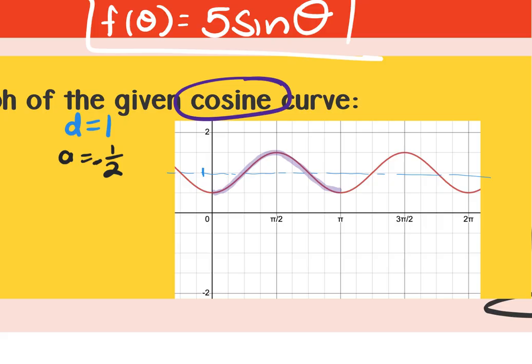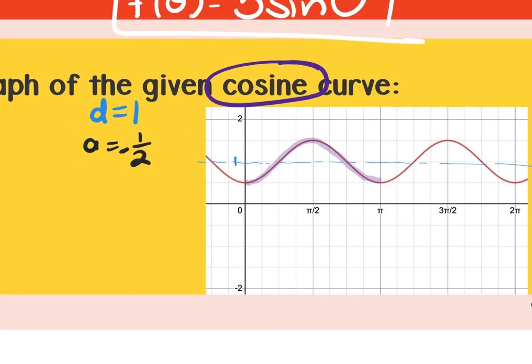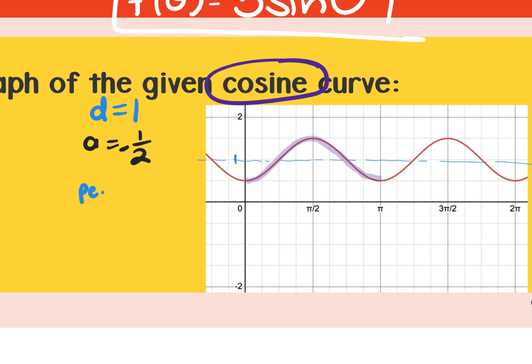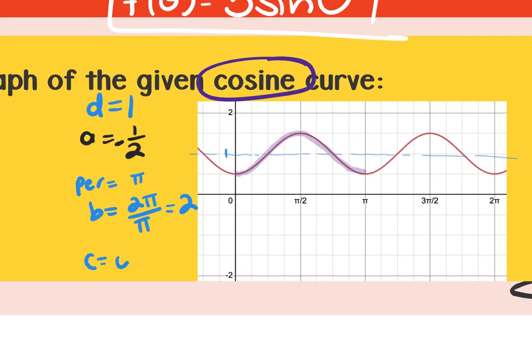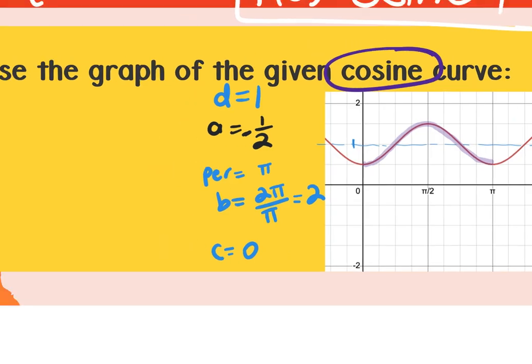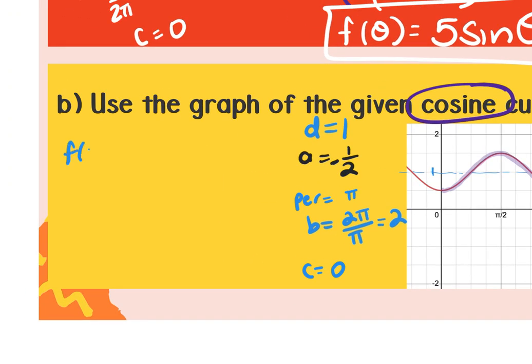There's no phase shift because I started at 0, but my period is pi. So B equals 2 pi over pi, which is 2. And again, no phase shift, C would be 0. So as is, this equation would be f of theta equals negative 1/2 cosine of 2 theta, no C, plus 1.